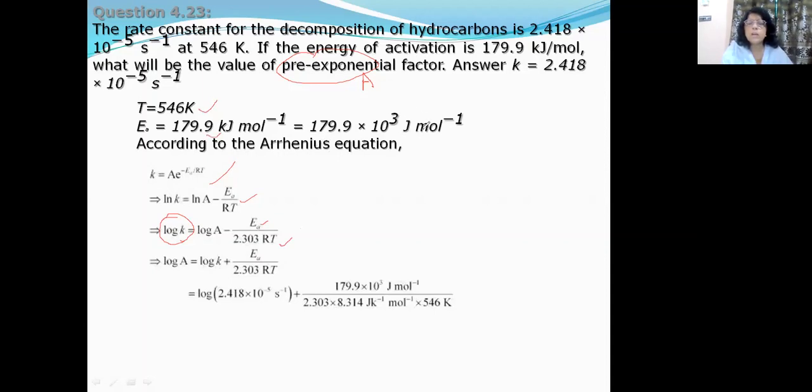It should be converted to joules because the value of R is taken in joules. The equation can be written as log A is equal to log K plus EA over 2.303 RT. You people are getting it. From here, where is 2.303 coming from? Because natural log is converted into log to the base 10. Now we put the values of K, EA and T. We can easily calculate the value of A.